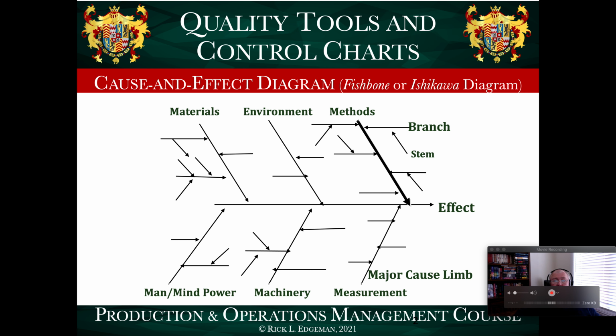Now, of course, those have been modified as the tool itself has become one that's in more common use, and that people have adapted to other uses and so on. So now we're more likely to say something like materials, methods, equipment or infrastructure, and the human ecology or people power. Now, we're also likely to include at least 2 other categories. And those 2 other categories are the environment and measurement.